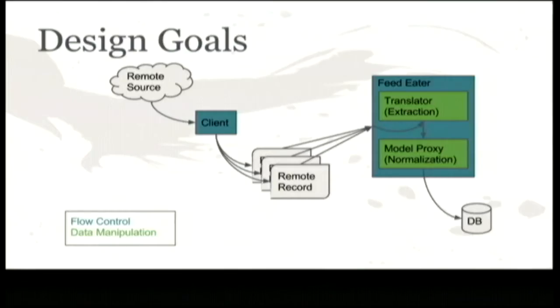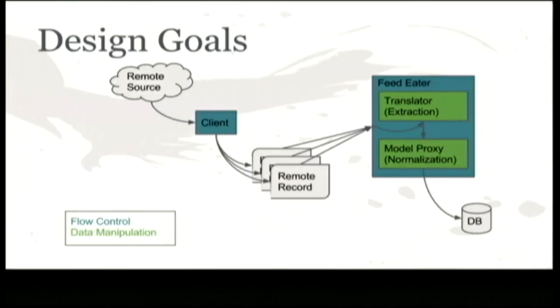When I was writing the system, this is the thought process that went into how I was designing this thing. If you think about our process, we have a bunch of remote sources, right? We write a client that produces an iterator composed of the records from that remote source. Those records then go into the FeedEater library through a translator layer, which is for data extraction, and then a model proxy, which is for data normalization, and then into the database.